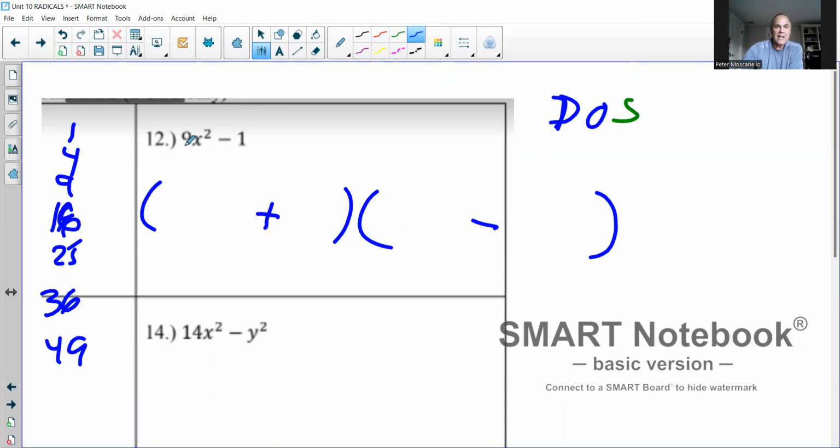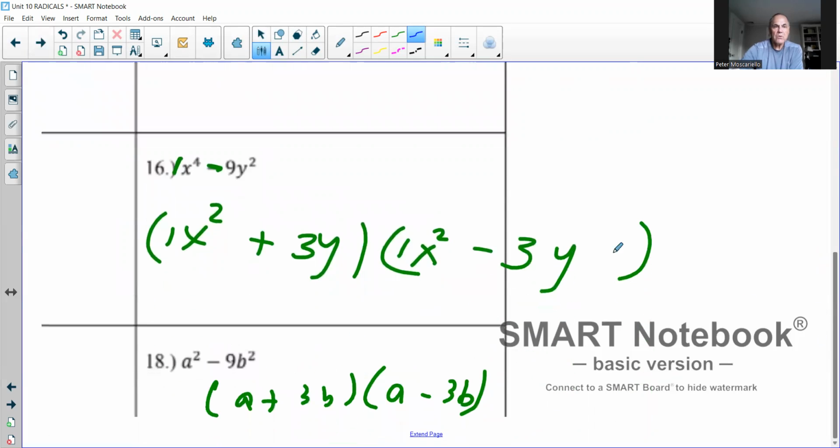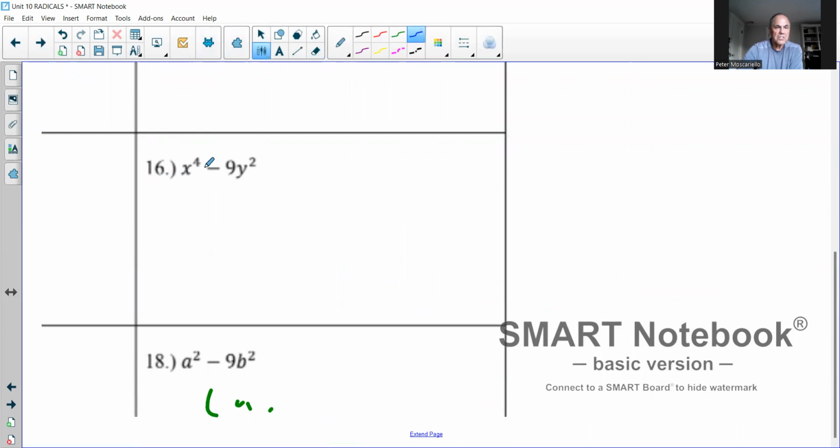In the front slots, how do you get 9? 3 times 3. How do you get x squared? X times x. The back slots, how do you get 1? 1 times 1. That's it. All right, number 14 is a trick because 14 is not on the perfect square list. It cannot be factored. I'm not going to do that to you on the test. Every one on the test can be factored, so I'm not going to spend time on that. Let's look at 16. Does it qualify? Minus. Coefficients 1 and 9. Yep. Exponents even, even. We're good.